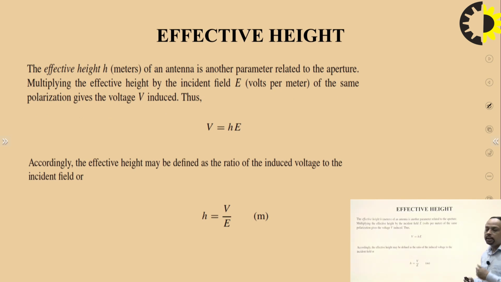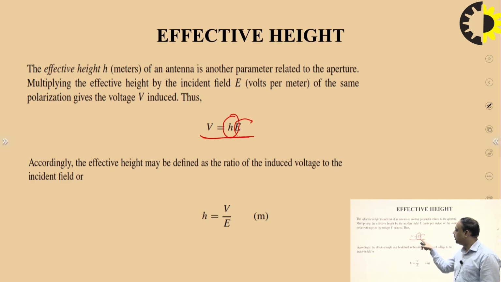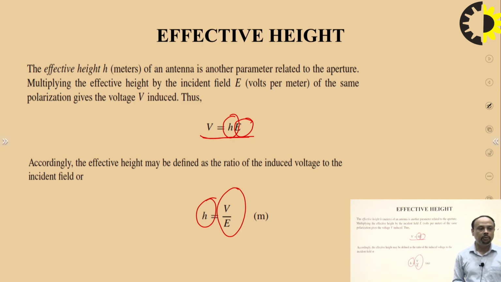Now another thing is the effective height of the antenna. The effective height of the antenna is related to the amount of electric field it is going to receive. So the total voltage generated by the antenna is equal to H, the height of the antenna, multiplied by the electric field received by the antenna. So the effective height of the antenna is the ratio of the voltage developed across the terminals of the antenna divided by the electric field received by the antenna.